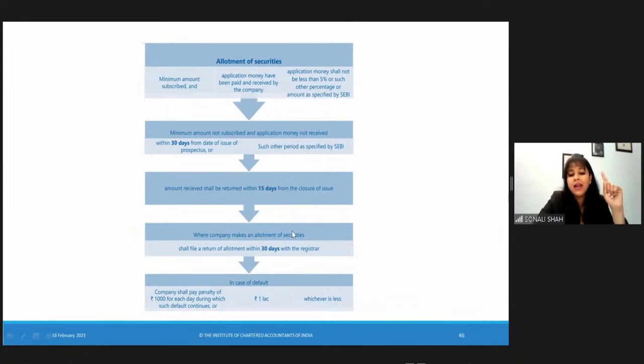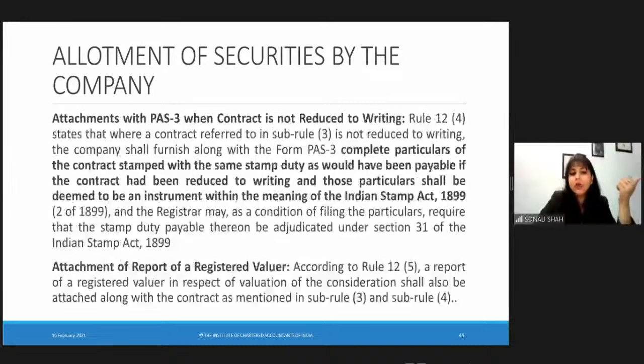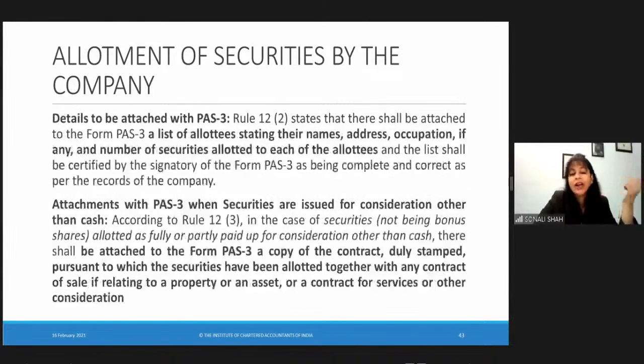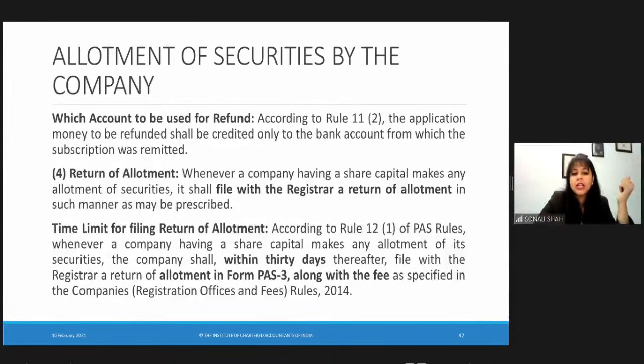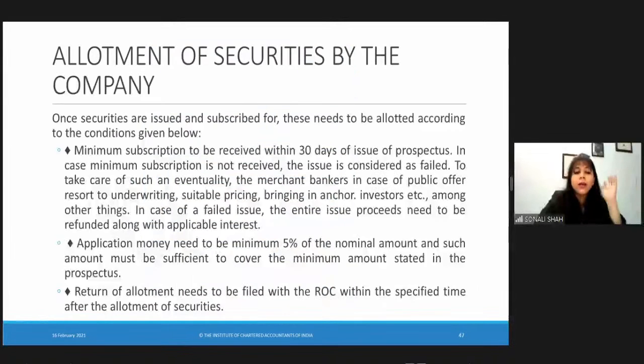If you do not comply with this provision, there is a penalty. The return of allotment has to be filed in the form PAS 3. Now, this PAS 3 has certain attachments like the resolution in case of bonus share, where the consideration is not money, a report of the valuer, the contract under which the securities are being allotted, and the details of the allottees. All this information is submitted along with the form PAS 3, right?